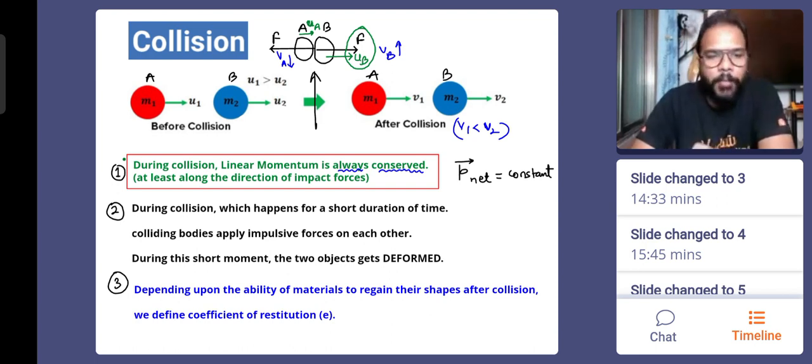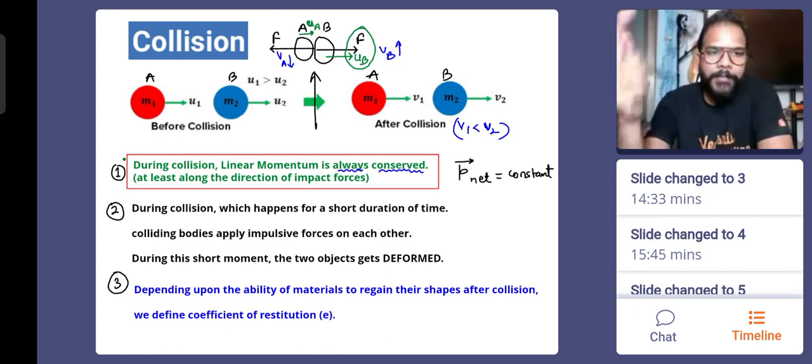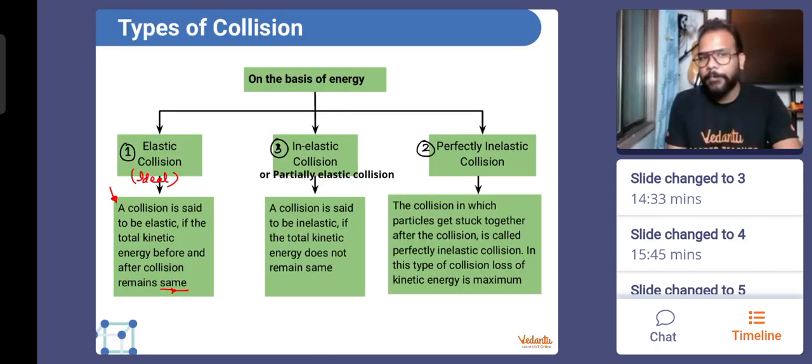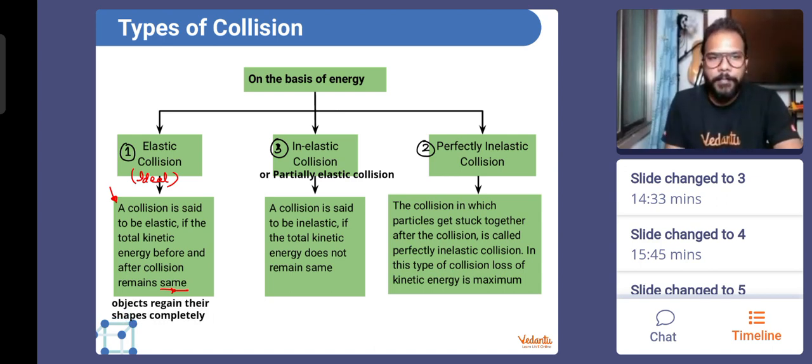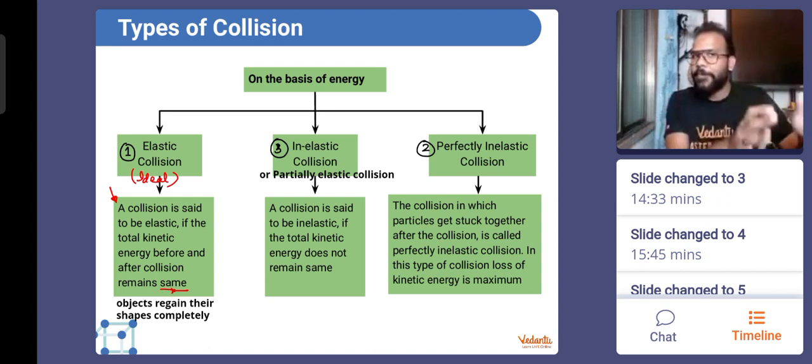Okay, guys, third point. This is where I want to go to elaborate better. Depending upon the material's ability to regain the shape, we will define three types of collision. I'm again going back to them. This is perfectly elastic collision: material or objects regain their shapes completely. In perfectly elastic collision, why is it ideal? Not because the material regains its shape completely, that is not the ideal part. The ideal part is there is no loss of energy happening. Loss of energy will definitely happen in any collision practically, but for our studies, perfectly elastic collision happens.